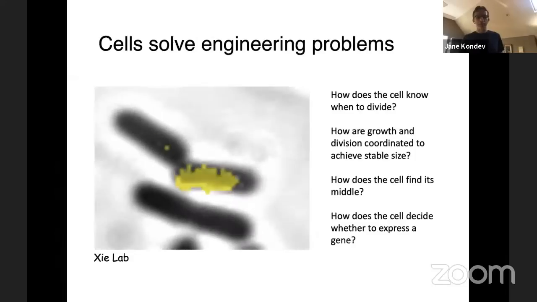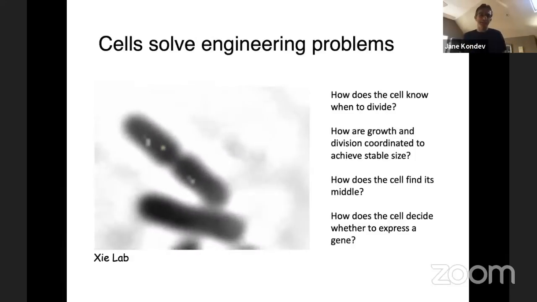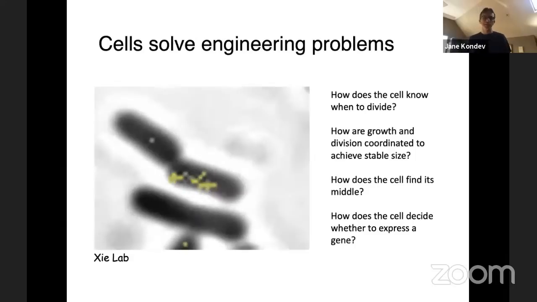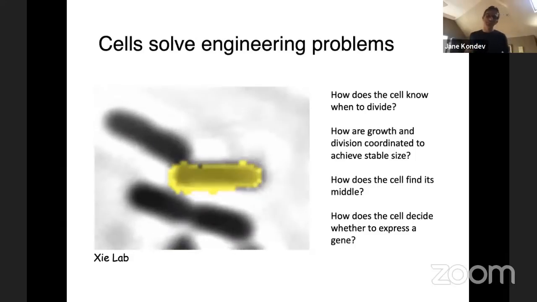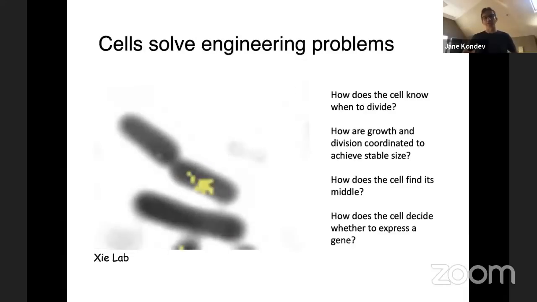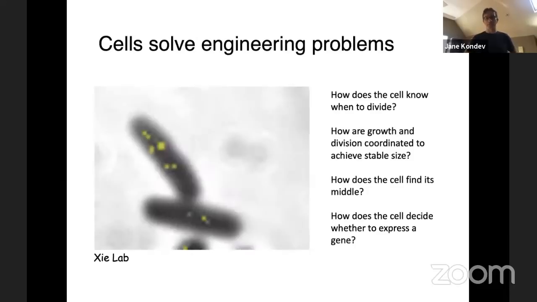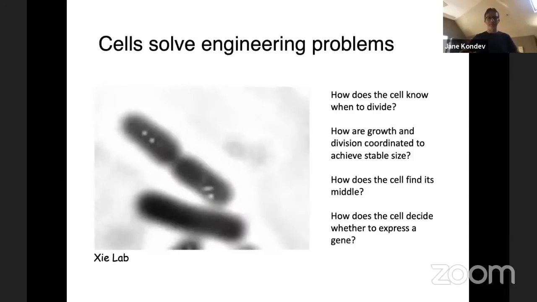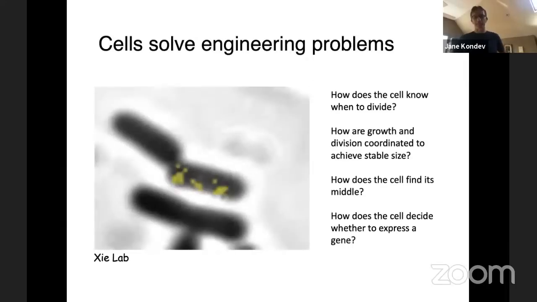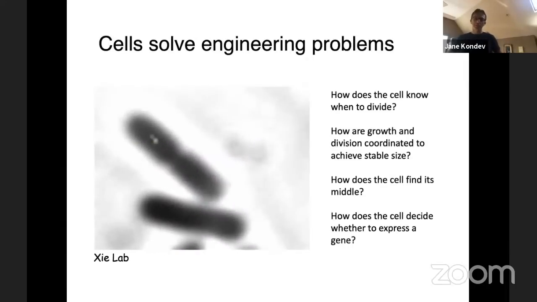One of my favorite questions, which of course I think I originally learned from Ned at some point, is how does a cell find its middle? This is one of the favorite questions I like to ask my undergraduates, because it seems like such a silly question to ask, but if you're an E. coli, that's a really challenging problem, finding its middle, because of course it has to put the cytokinetic ring right in the middle when it's dividing, so it gets roughly equal mass between the two daughter cells.